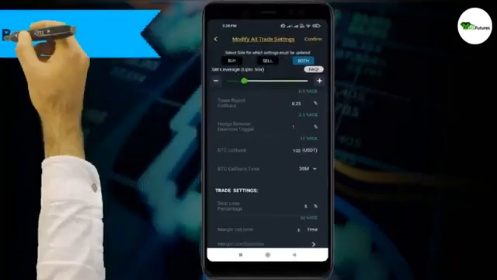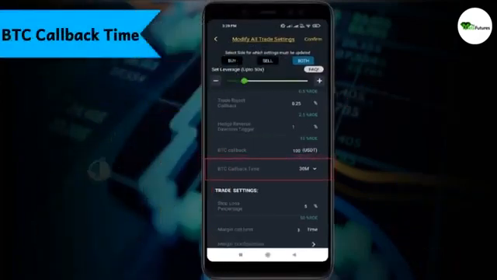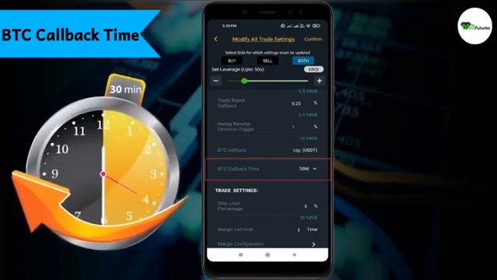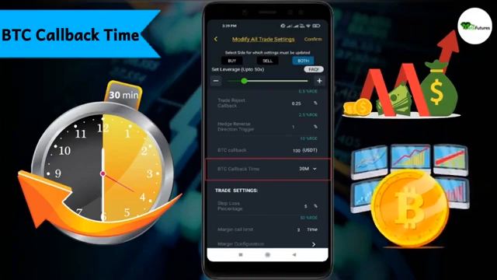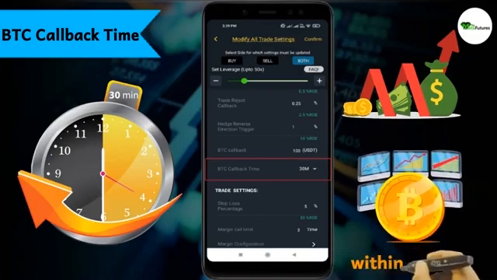Next is BTC callback time. As I have set 30 minutes in BTC callback time, the bot will place a trade only if the BTC market moves within 30 minutes in the same direction as the trade you have placed.